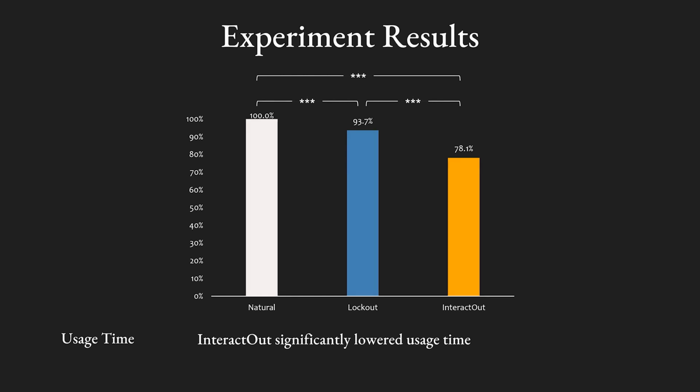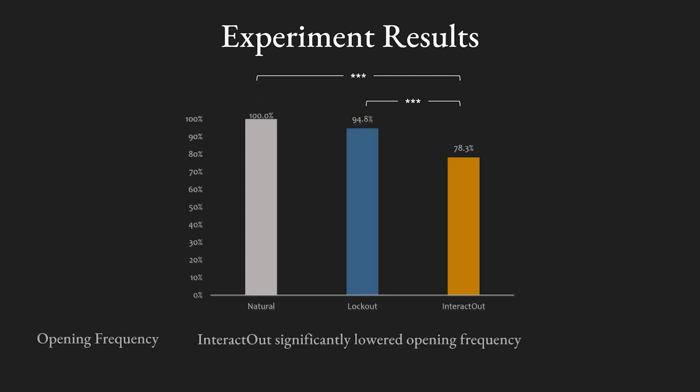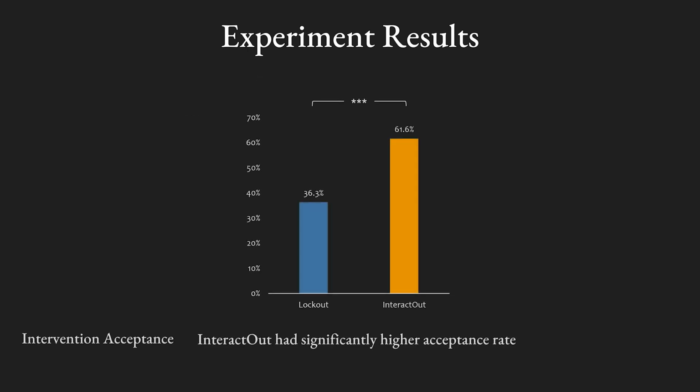Results showed that InteractOut significantly reduced the usage time by an additional 15.6%, and opening frequency by 16.5% on participant-selected target apps. InteractOut also achieved a 25.3% higher user acceptance rate and resulted in less frustration and better user experience.